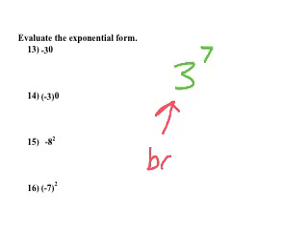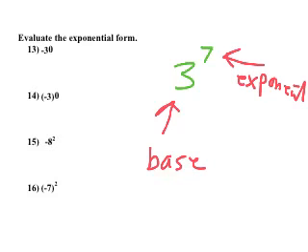Okay, so now we're here at the exponents. We're going to do all the exponent problems. It says evaluate the exponential form. So I think a quick review of what we were talking about as far as exponents go is, let's say we have 3 to the 7th power. 3 is the base, 7 is the exponent, or power. And it means that the 3, the base, is multiplied times itself 7 times.